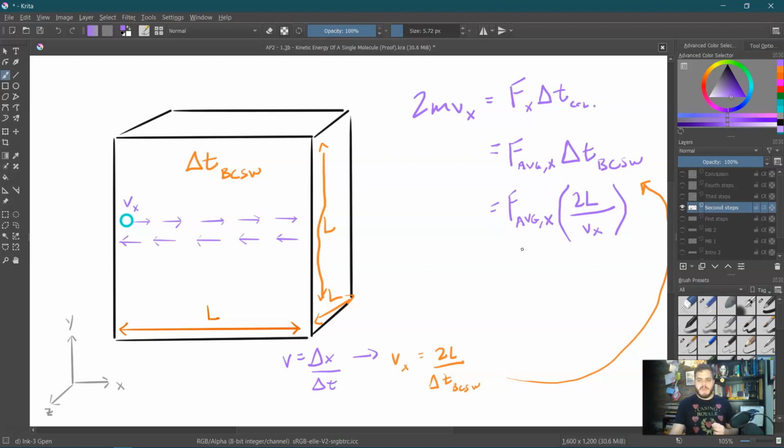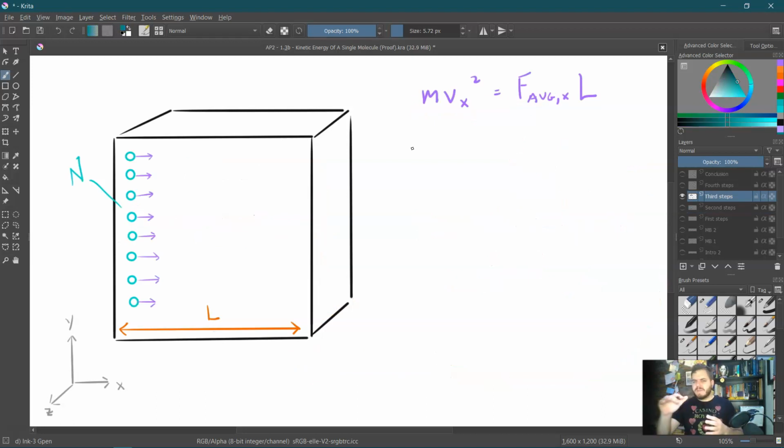And if I do that, we can now simplify a little bit more. So I'm going to go ahead and bring this down. 2mvx, we can get rid of the 2's. They just cancel out. And additionally, I can multiply the vx across. So I get mvx squared equals the average force of the whole time period in the x direction times L. So we've now reached this step, but this was only for a single particle moving back and forth in the x dimension of the cube.